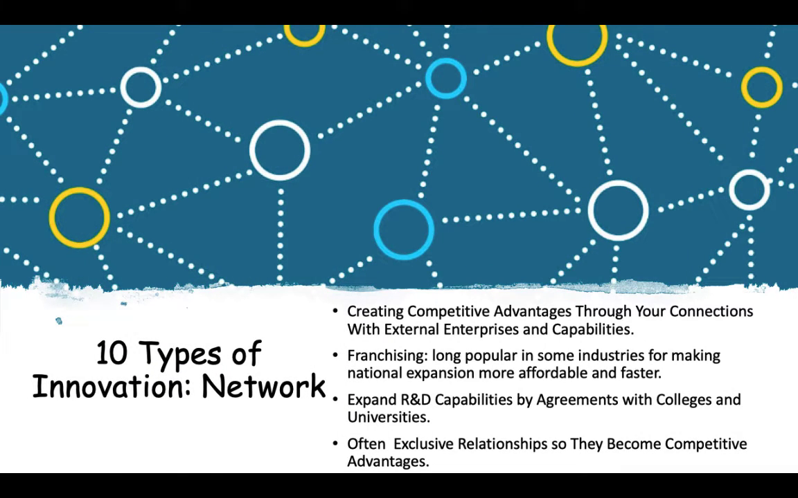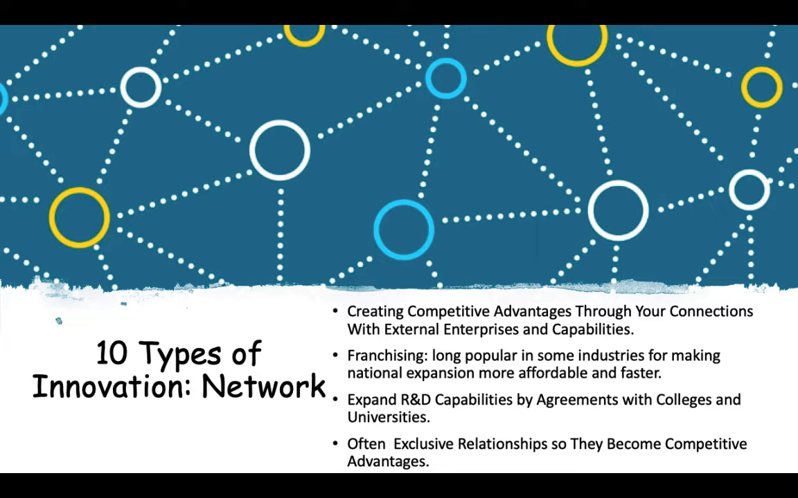Next, I want to talk to you about the type of innovation called network. This is creating competitive advantages through your connections with external expertise. We saw how Apple did that with their network of app developers, and how Henry Ford did that with the Model T. But other types of network are things like franchising, long popular in some industries. It can make national expansion faster and more affordable. So it's a way of taking a great idea and expanding it faster.